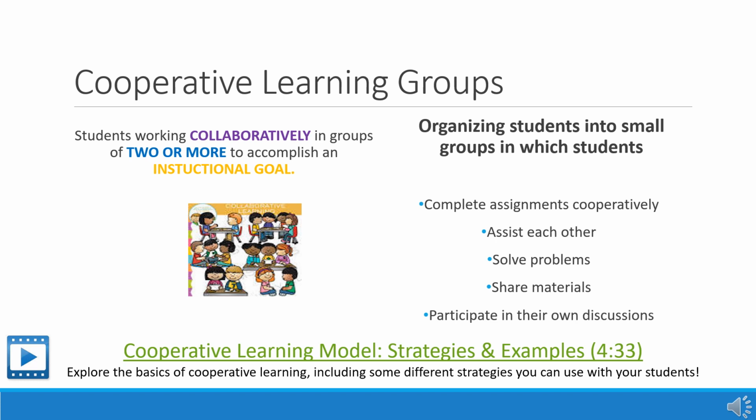So cooperative learning groups are defined as students working collaboratively in groups of 2 or more to accomplish a specific instructional goal. So there's several reasons you might want to put your students into small groups. Maybe they're completing an assignment cooperatively, so they're assisting each other and bouncing ideas off each other. They might be working on solving a problem. Or if they're in a science or engineering classroom, maybe they're designing an investigation.